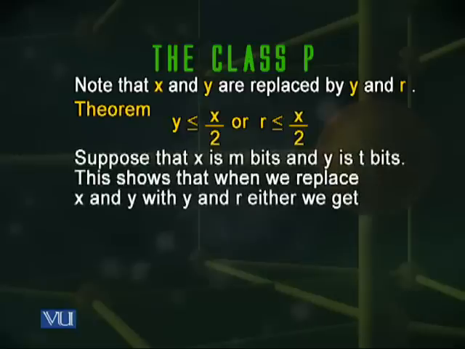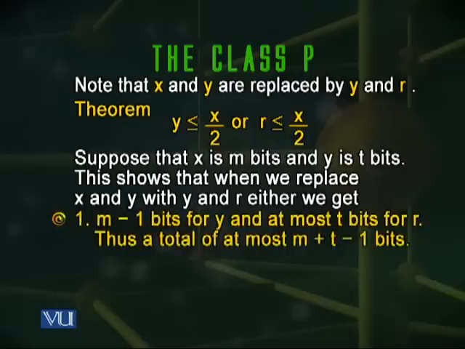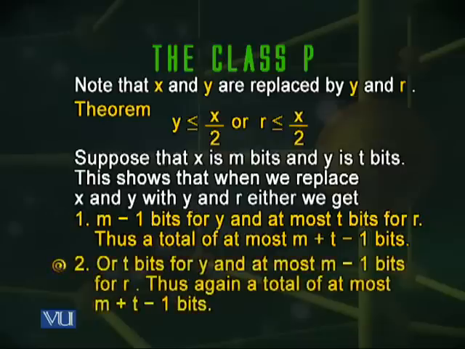Why is this theorem important? Well, suppose x has m bits and y has t bits. So right now, the size of the input given to the Euclidean algorithm is m plus t bits. This shows that when we replace x and y with y and r, either y has m minus 1 bits and r has at most t bits, so the total number of bits is m plus t minus 1, or y has t bits and r has at most m minus 1 bits. Thus, once again, the total number of bits between y and r is m plus t minus 1.